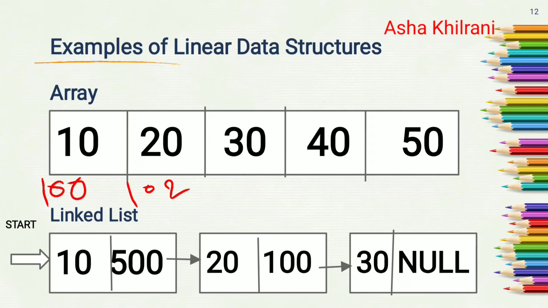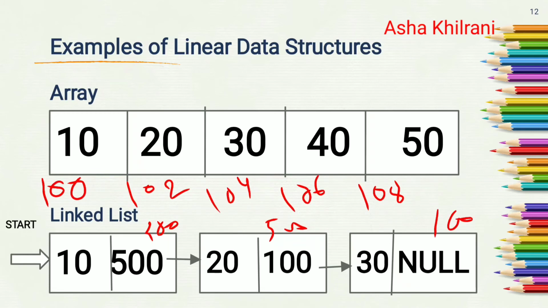So in C++, an integer type element requires 2 bytes of memory. The address of 30 will be 104, the address of 40 will be 106, and the address of 50 will be 108. While in a linked list, non-contiguous memory allocation is used. Suppose the address of the first node is 200, the address of the second node is 500, and the address of the third node is 100.